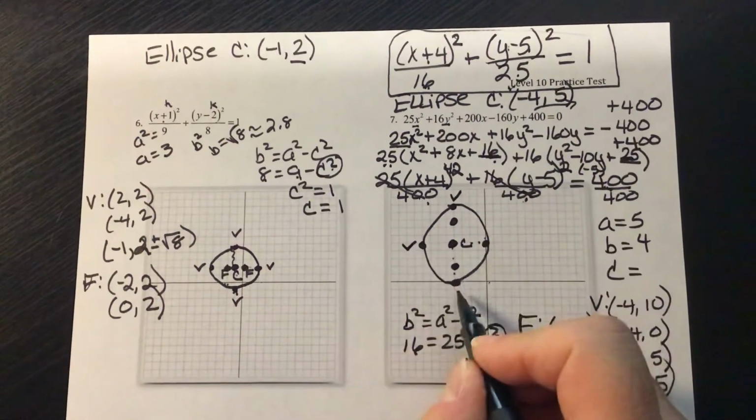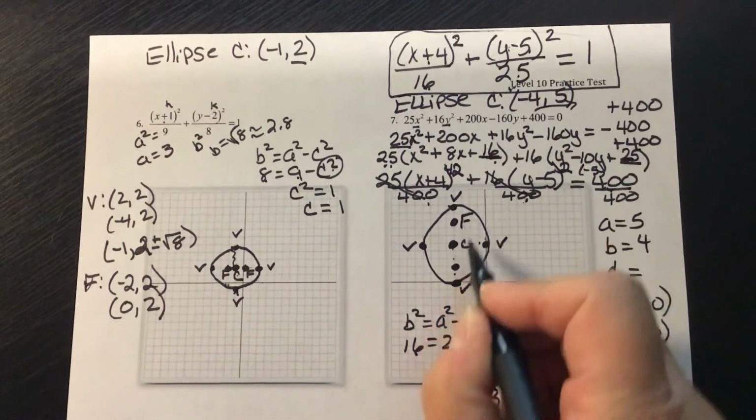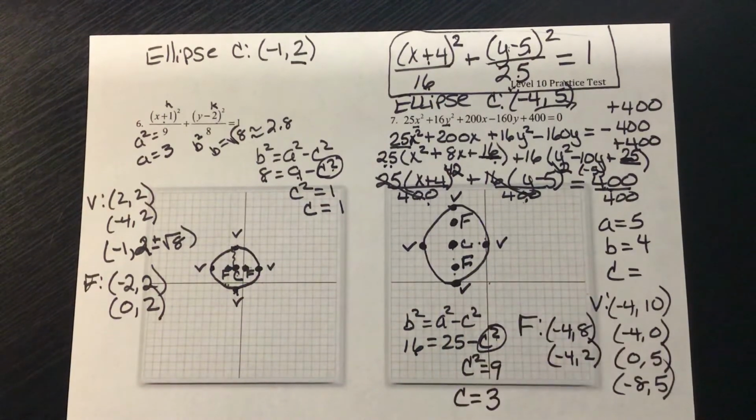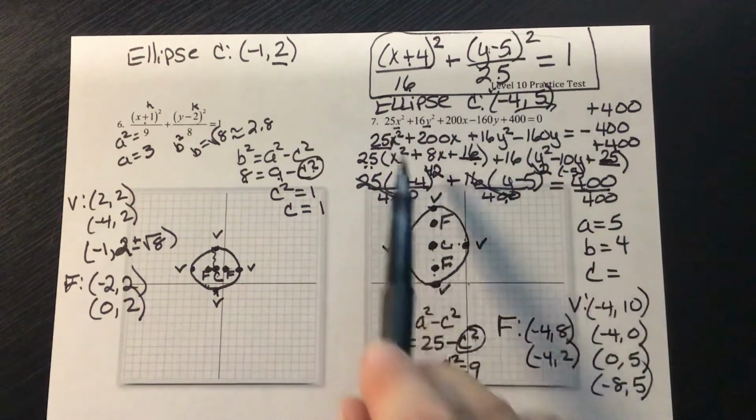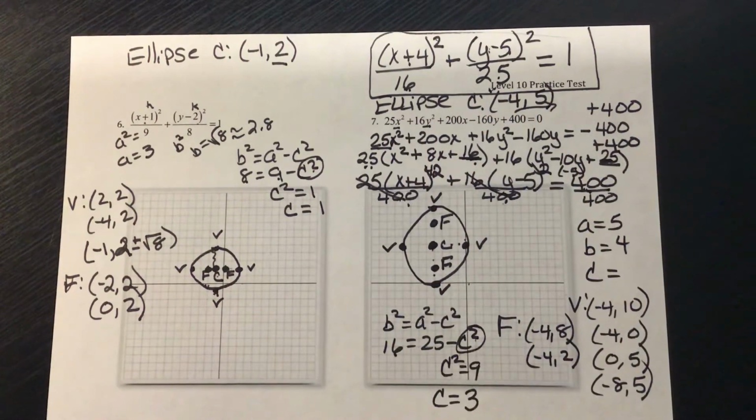And just label everything. And there we have our ellipse. The hard part on this one was really just getting it into standard form with all those big numbers and having to factor to complete the square.